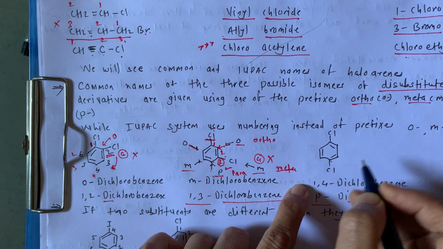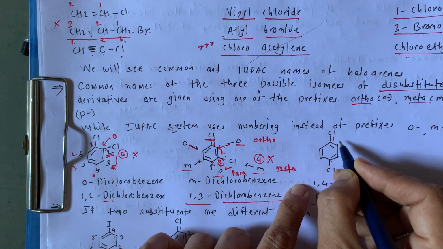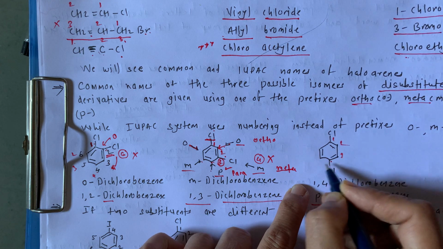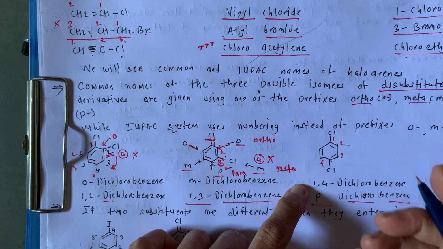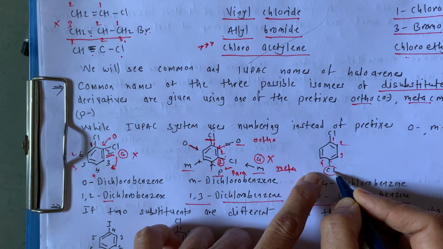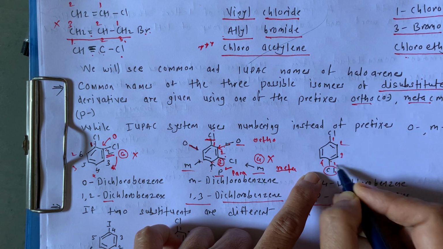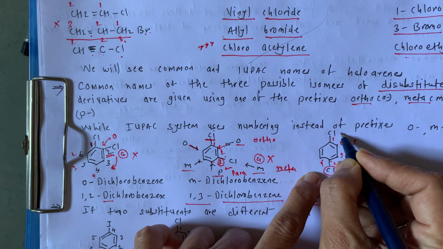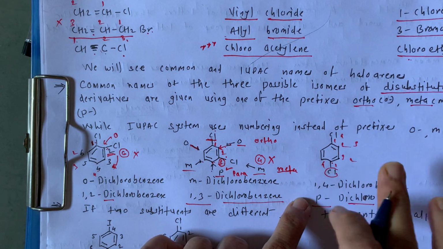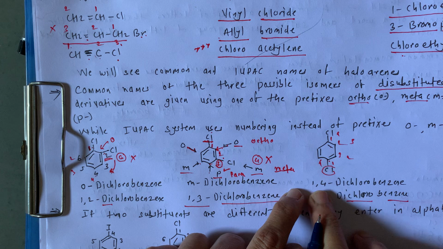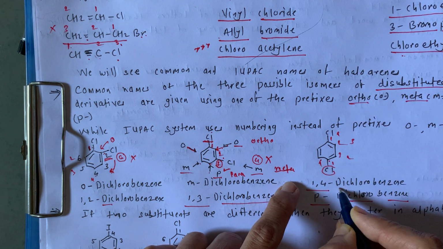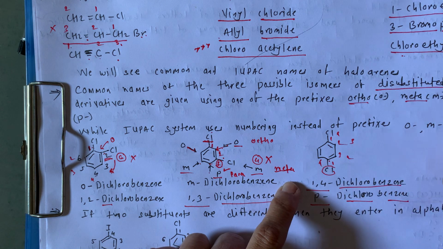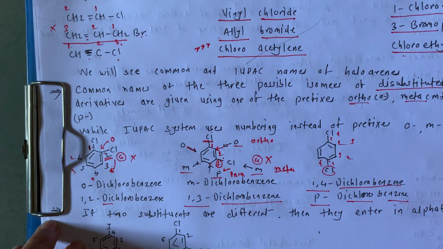But if you are going to write the IUPAC nomenclature with respect to this chlorine 1, 2, 3, 4, you can take any chlorine as a reference. If you take this chlorine as a reference, again you can give numbers 1, 2, 3, 4. Both ways it is okay. So this is 1,4-dichlorobenzene. Is that clear? Okay.